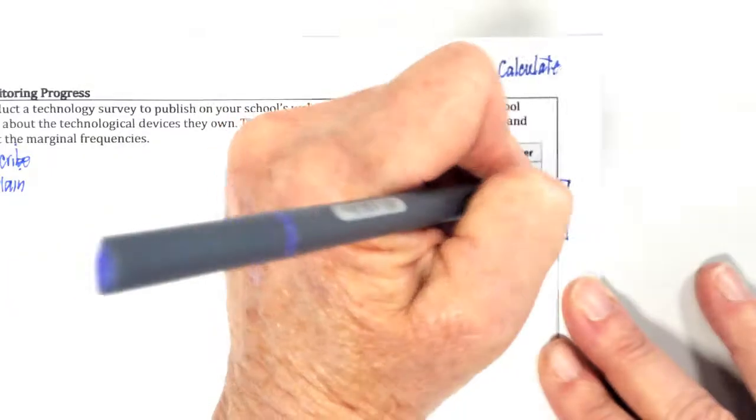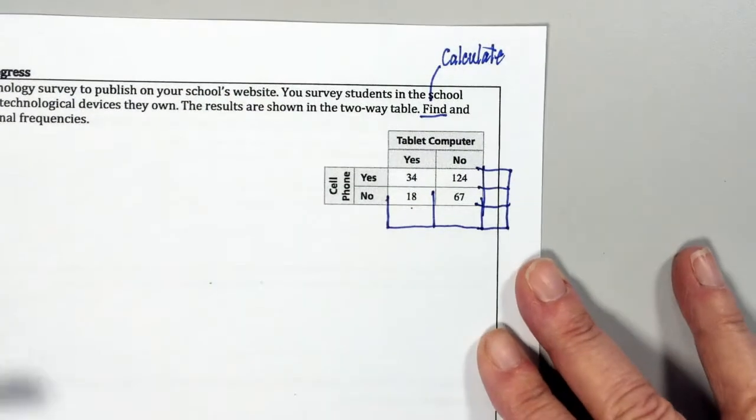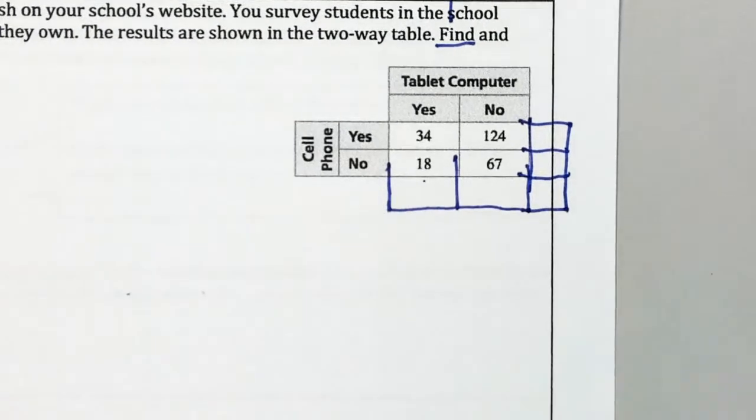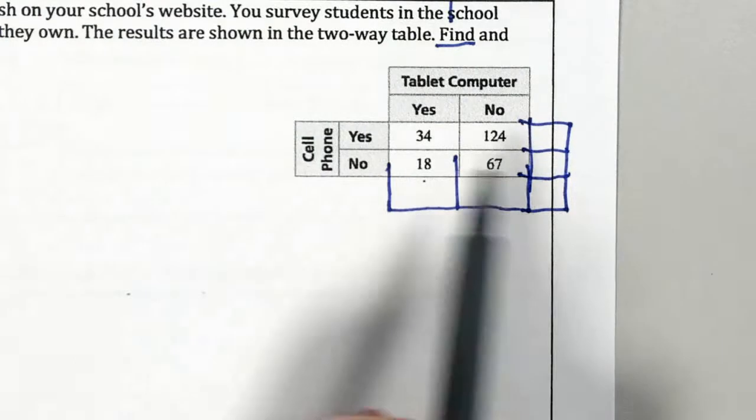Just like that. And I drew my table. And so now I'm going to blow this up a little bit to make it a little bit easier to read. And I'm going to plug in my total. So all I'm going to do is add across and then add down.